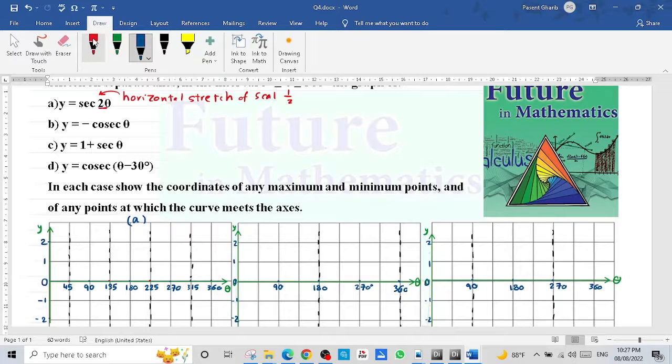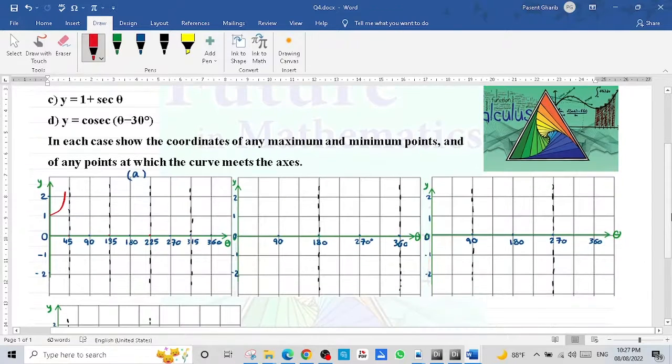Now, this is the graph of part A. How can we sketch this? We start from 1 here, so the curve takes this form. At 90 it goes down, so at 90 here, this is the curve. And at 180, going up, take care of the asymptote. And at 270 it's like this. At 360, the domain ends, so just the curve like this.